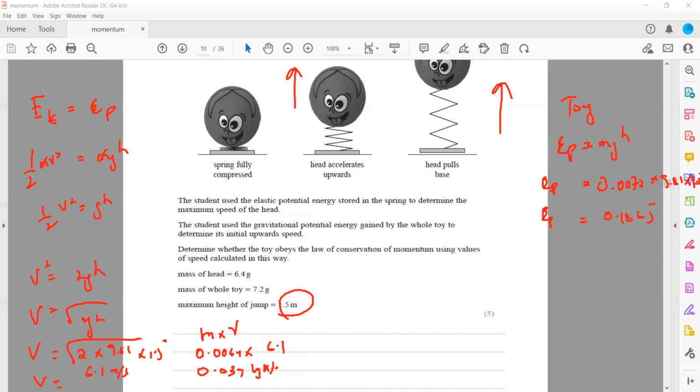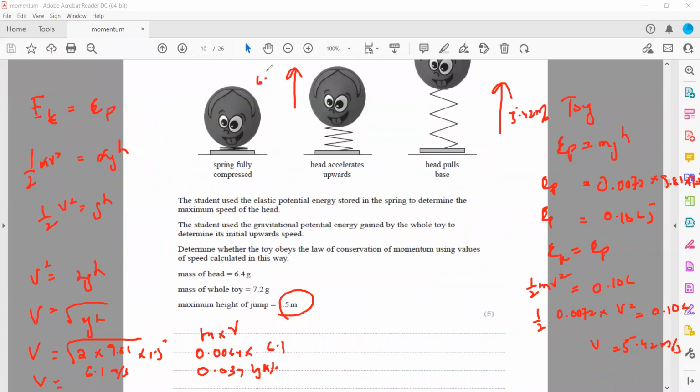After getting the gravitational potential energy, what is the initial speed at which the toy will move? We'll say the kinetic energy is equal to the potential energy, which is 0.106, and kinetic energy is half mv squared. It will be half the mass of the toy, which is 0.0072, times v squared. The speed at which the toy moves, we are finding that. When we simplify, the initial speed at which the toy will move is 5.42. So this will move at 5.42 meter per second.